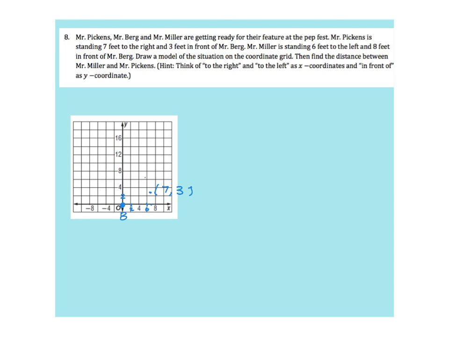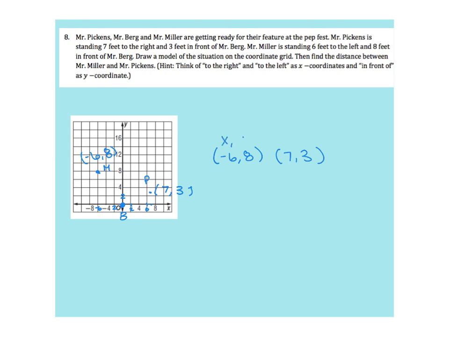So that is Pickens. So now we need to find Mr. Miller. Mr. Miller is 6 feet to the left. So he's at a 2, 4, -6 here, because left is negative. And then 8 feet in front, so 2, 4, 6, 8. So this is Miller. And if we were to label that, we went (-6, 8). Because again, that negative tells me it was to the left. So here's my 2 points.